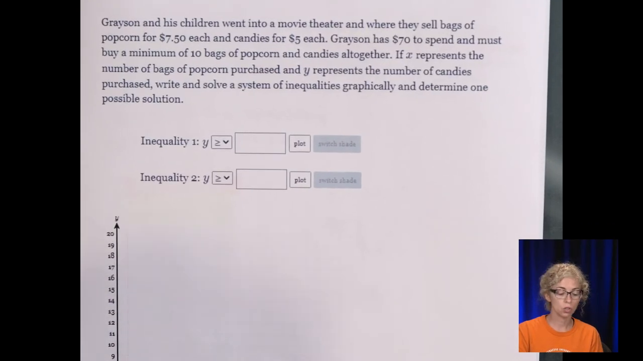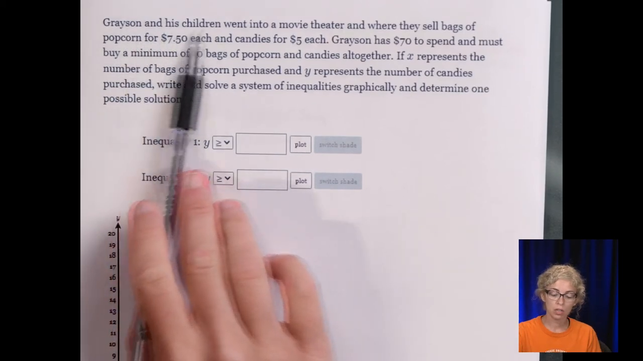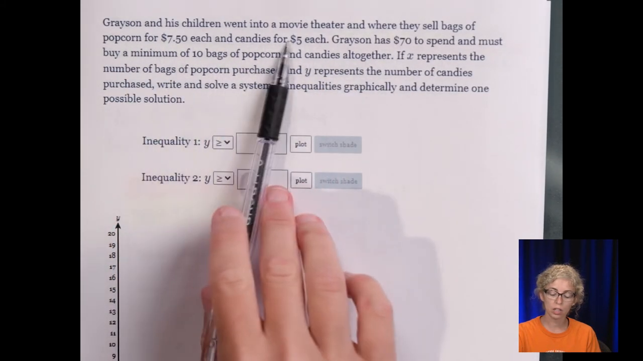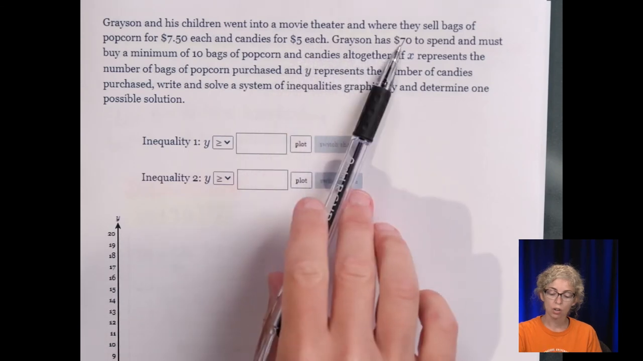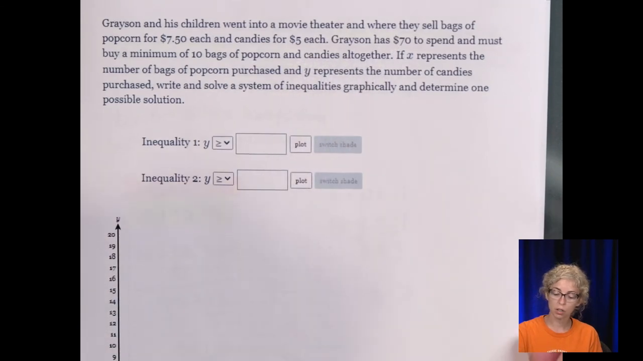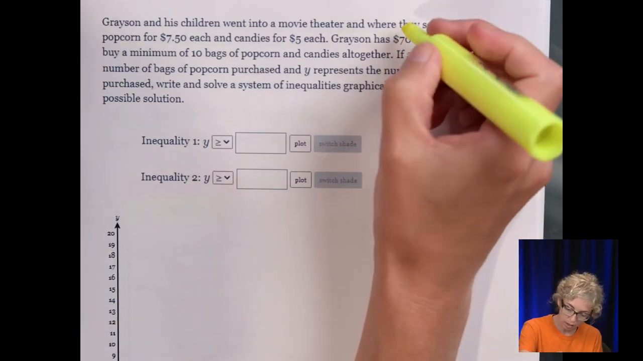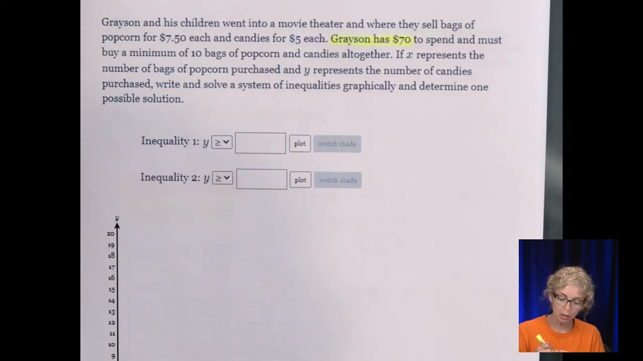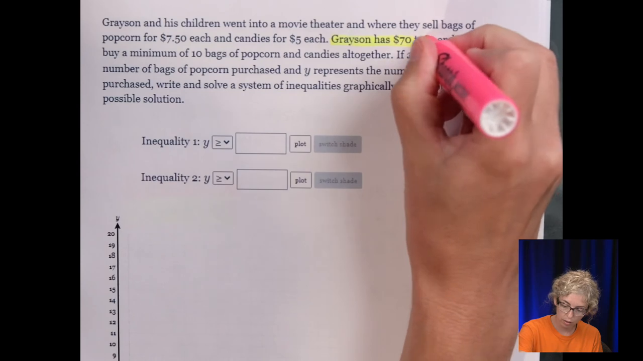And then the last one we're going to do is an inequality, but we are going to graph it as well to finish. So here, Grayson and his children went into a movie theater where they sell bags of popcorn for $7.50 each and candies for $5 each. Grayson has $70 to spend and must buy a minimum. So he only has $70. And must spend a minimum of 10 bags of popcorn and candies altogether.